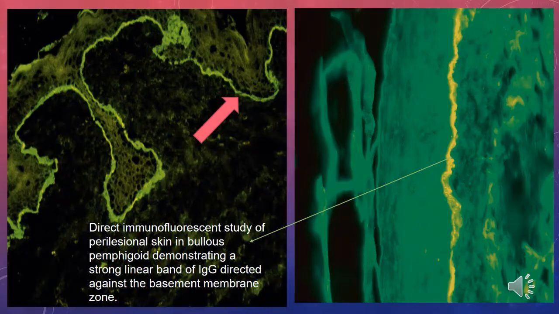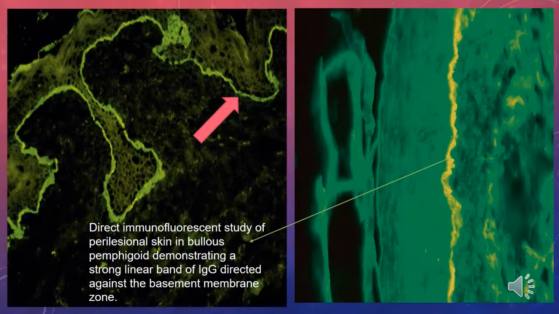If you are using direct immunofluorescence for these types of cases, then the perilesional skin area should be taken for the biopsy. The perilesional skin in bullous pemphigoid shows a strong linear band of IgG directed against the basement membrane zone, as very clearly visible in this image. This is the immunofluorescence study which can be used.